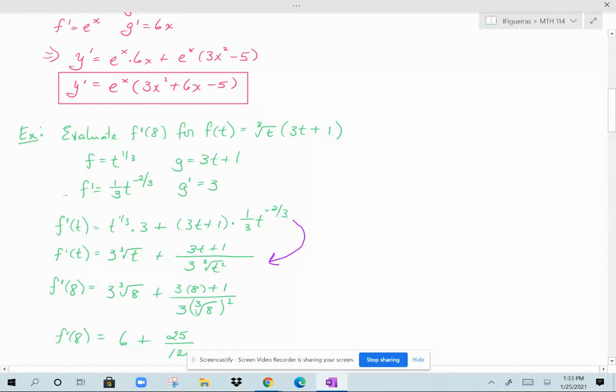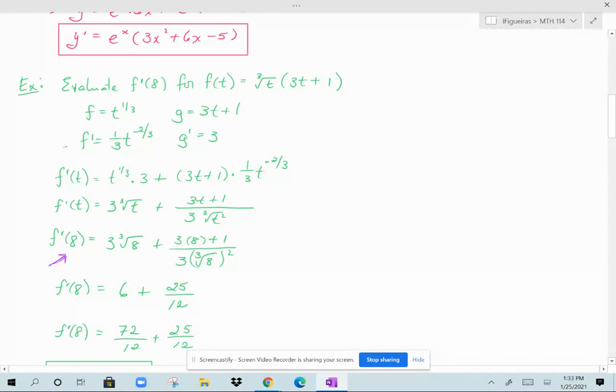So I have 3 times the cube root of t plus 3t plus 1 over 3 times the cube root of t squared. At this point, it won't really help to get a common denominator or anything, because what I need to do is evaluate it at 8. So I'm going to plug in 8 for t. Everywhere there's a t, you see an 8 now.